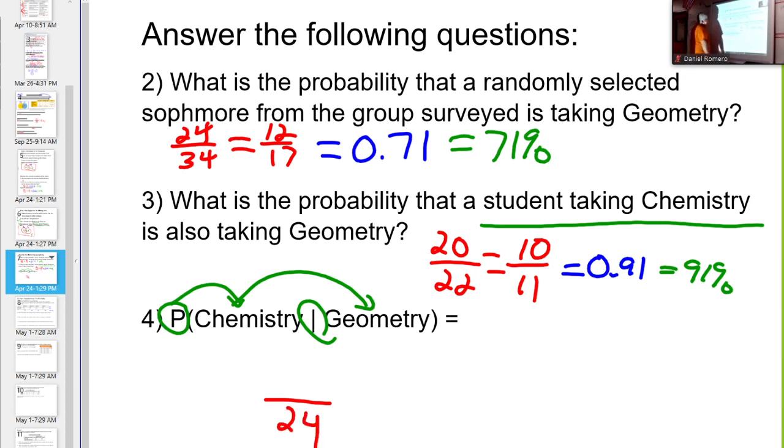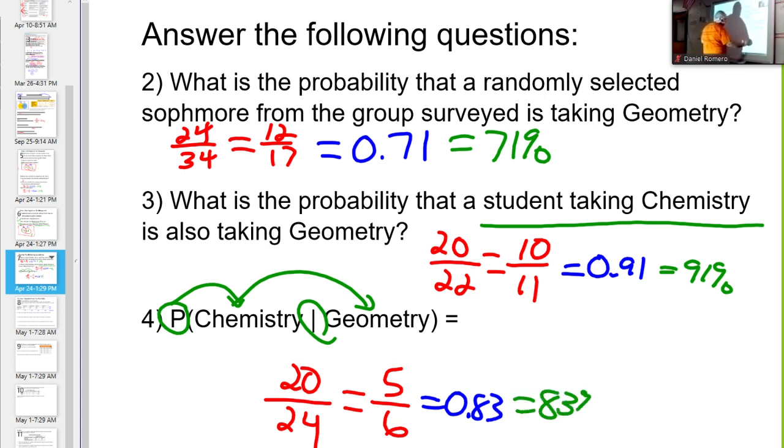And out of those 24, how many are also taking chemistry? 20. That was the intersection. That can be reduced by 4, giving you 5 out of 6. 5 divided by 6 is 83, also known as 83%.